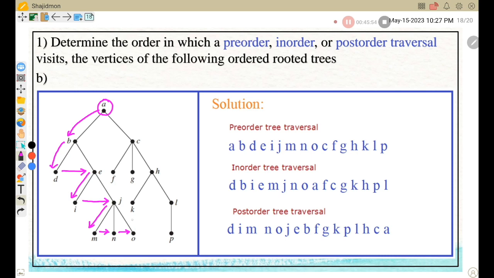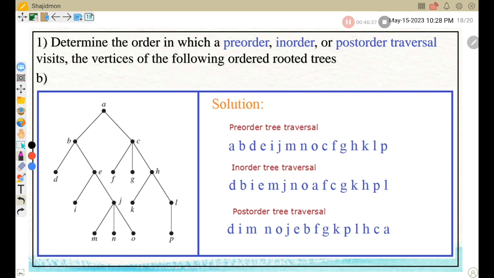O, then we need to go to the right subtree, so we go to C next, correct? After C we visit the left, then G, after that H, the right part, then K, after K we visit the right, that is L, then P here, okay? Pre-order is comparatively easy: first root, then left, then right. Okay, now we can go to the in-order visit.